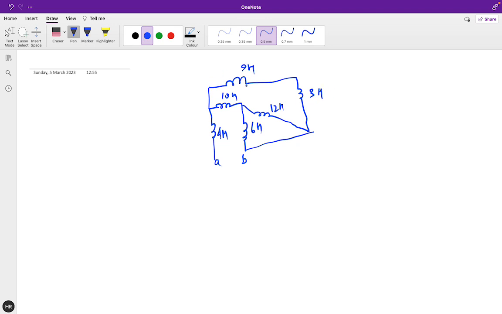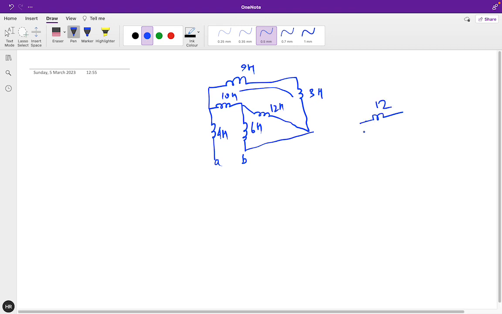Clearly, we can see these two, 9 and 3, are in series. So it is 12. And these two are in parallel, right? So it is 12, and we make it 10 Henry. This is 6 Henry. We can draw this like this: 12, and this is 4 Henry, connected like this. So this 6 and 12, this is A, this is B.